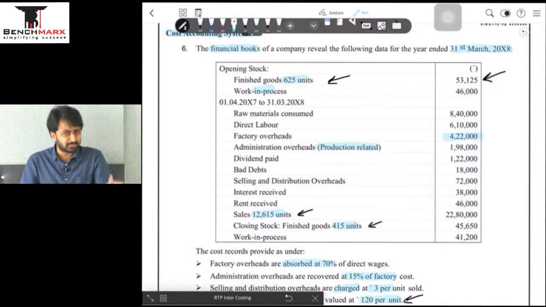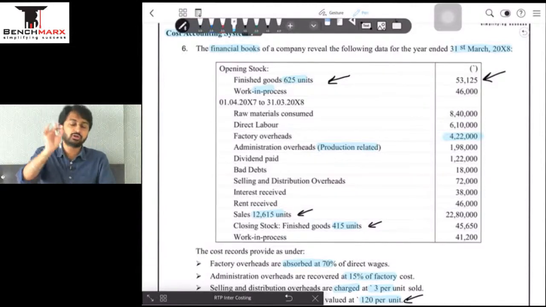अगर अपने को प्रॉफिट से रिकंसाइल करना है, क्या जीपी और क्या एनपी, so will make a combined trading P&L and simply keep on posting the numbers from the given data. As I can see, FG will go trading debit, WIP again debit, RM consumed will go on debit side, labor debit side, overheads debit, admin debit, dividend paid heads a cost debit, bad debts again debit, S&D debit, interest received income on the credit side, rent received income again credit side, sales obviously is on credit side, closing stock sales के नीचे closing stock, and WIP again closing stock in the credit side.